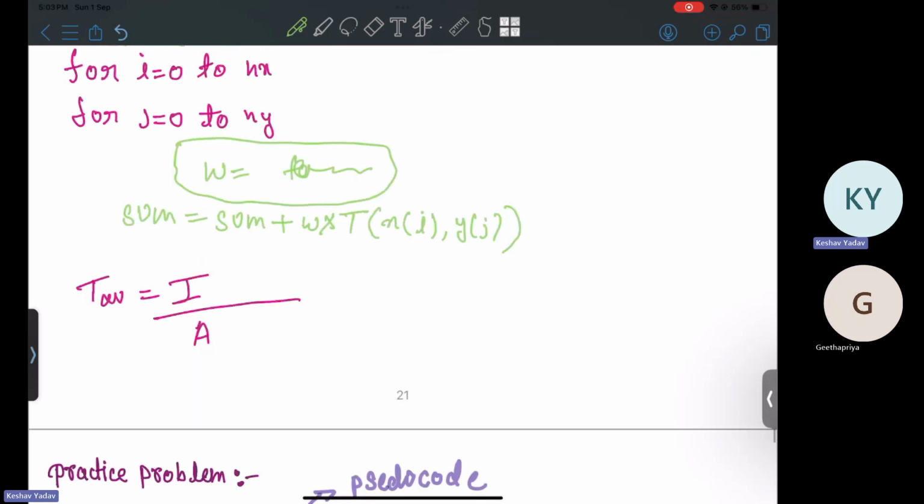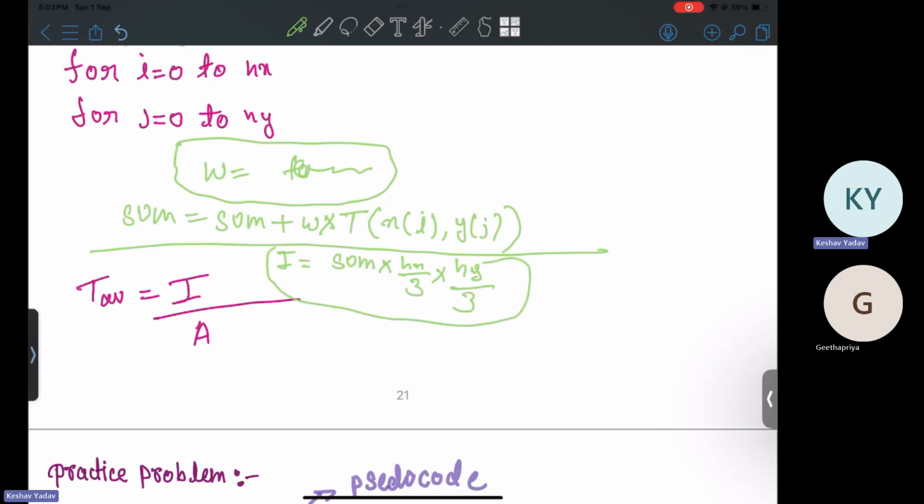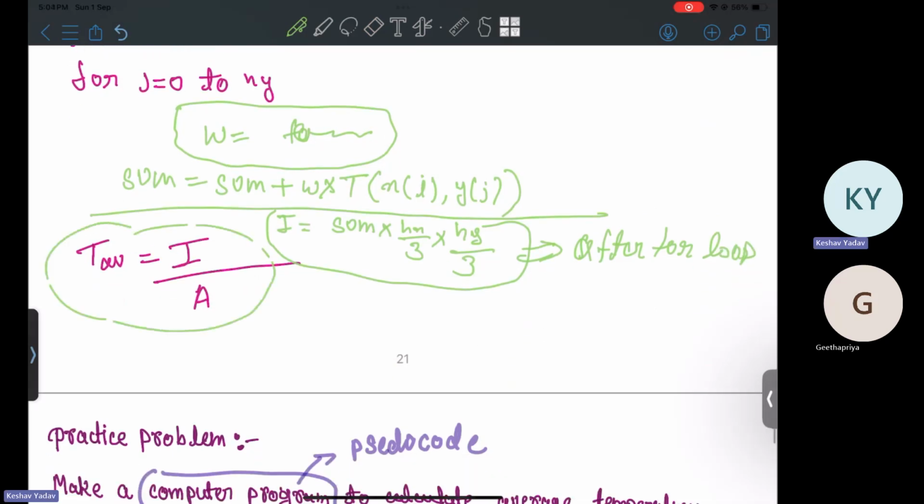From here I will find out the sum. After the end of the for loop, I will simply compute I equal to sum multiplied by hx by 3 multiplied by hy by 3. This will be implemented after the for loop. Then I will find out the average from this integral I over the area. Okay, clear?